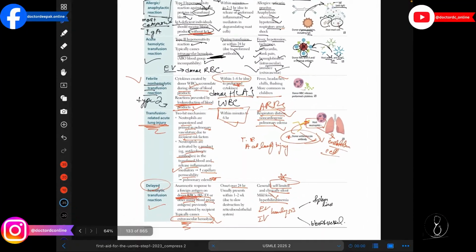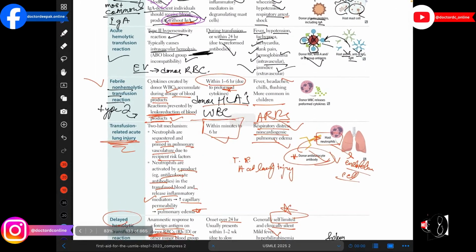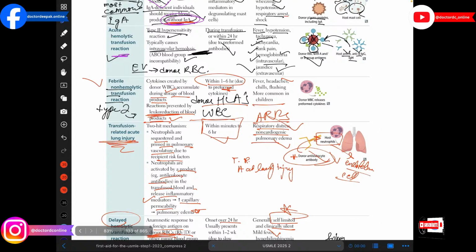It's all about immunological blood transfusion reactions, but don't forget the allergic anaphylactic reaction, which most commonly occurs when we give blood containing IgA to IgA-deficient individuals. In acute hemolytic transfusion reactions, there is intravascular hemolysis, typically due to ABO incompatibility.